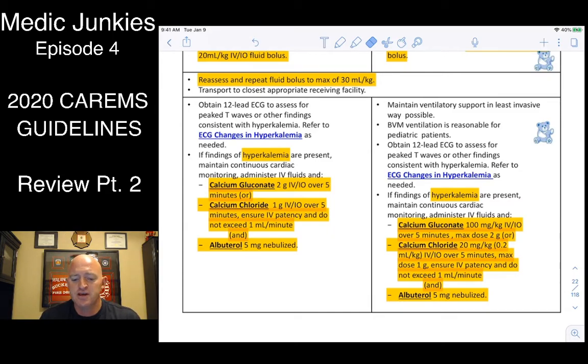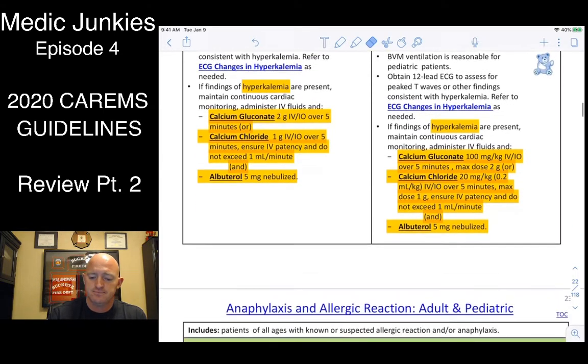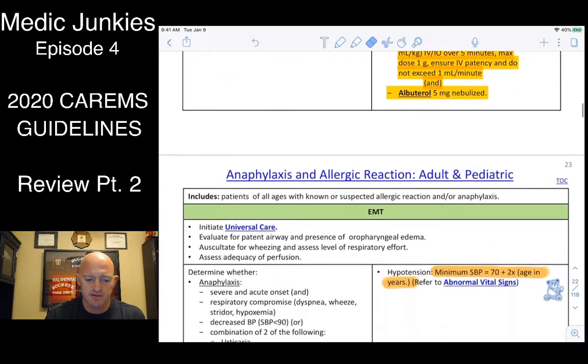With the kids, calcium chloride is gonna be 20 milligrams per kilo, or you can also say that as 0.2 cc's per kilo. Remember, IV IO over 5 minutes, max dose of 1 gram. Do not exceed, in either case here, 1 milliliter per minute. So this is another drug that you probably wanna put in a 50 cc bag and run it over 5 minutes. It's probably gonna be way easier than you sitting here with your stopwatch trying to tap a drug in at a good rate, okay? Albuterol is the same for kids on that.